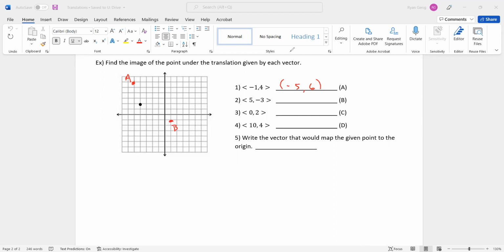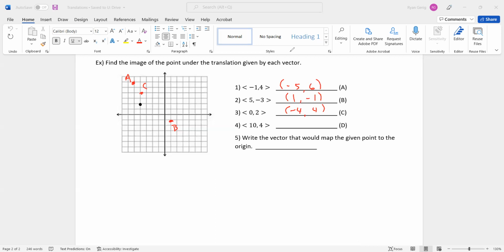That would be 1, -1. 0, 2. So I'm not going left or right at all. I'm going up 2. That's C. And that has the coordinates -4, 4. Notice coordinates come from the origin. Vectors move from the given point.